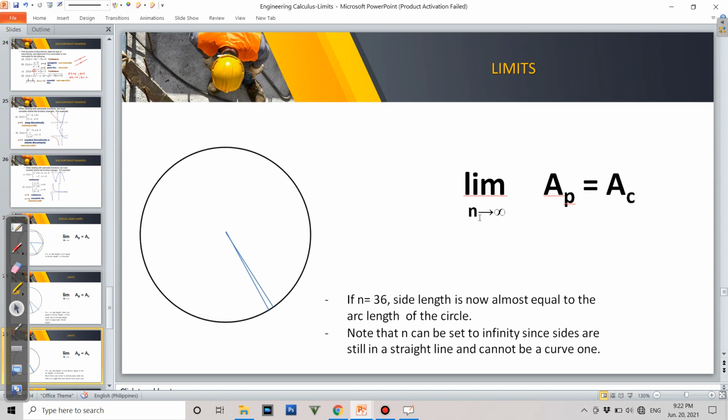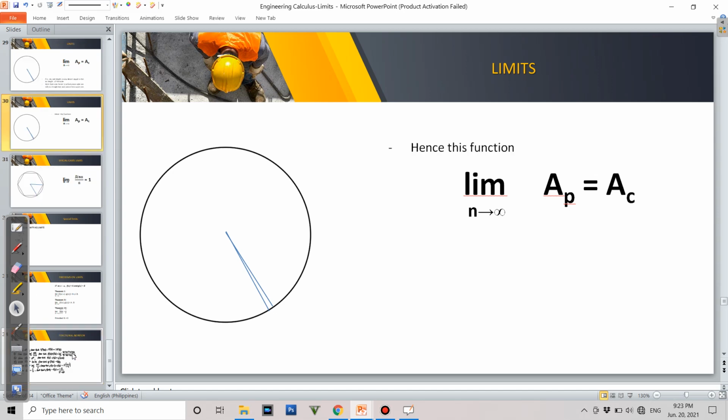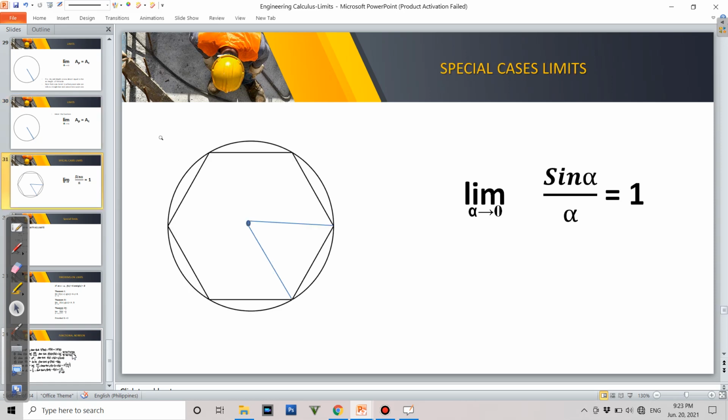So the limit when the number of sides of a polygon approaches infinity, the area of the polygon will be equal to the area of the circle. Okay? Ngayon, pag dinagdagan mo pa yan, pag ginawa mong 100 yan, halos parehas ng area ng polygon to the area of the circle. Okay? Hence this function. So there are also special case limit.